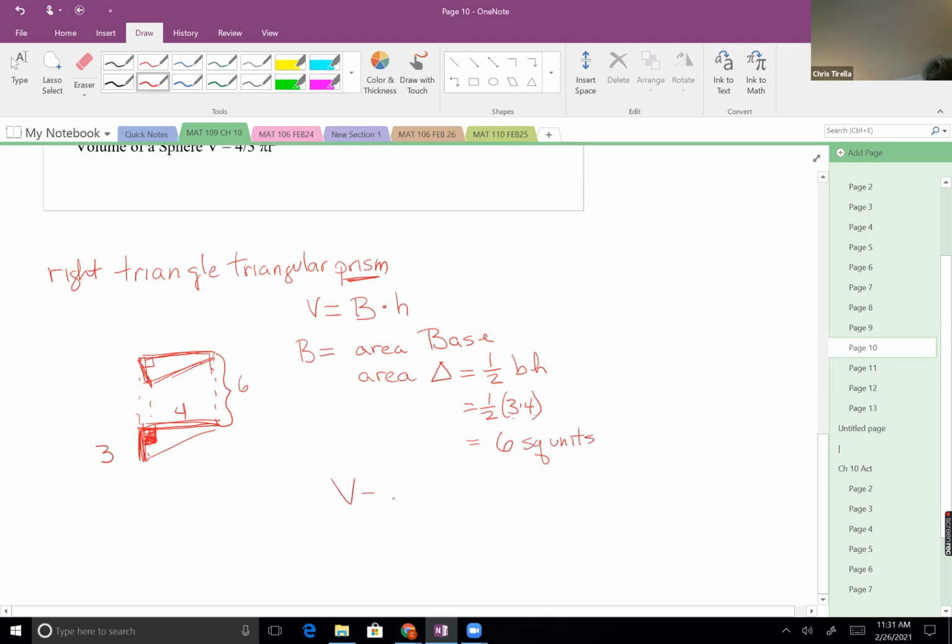And so the volume would be those 6 square units times the height is also 6. So that would be 36. And when I take the square units and multiply it by the units, I'll get cubic units. And so when I'm looking at volume, volume is measured in cubic units. It's like, how many little boxes can I fit inside of there?